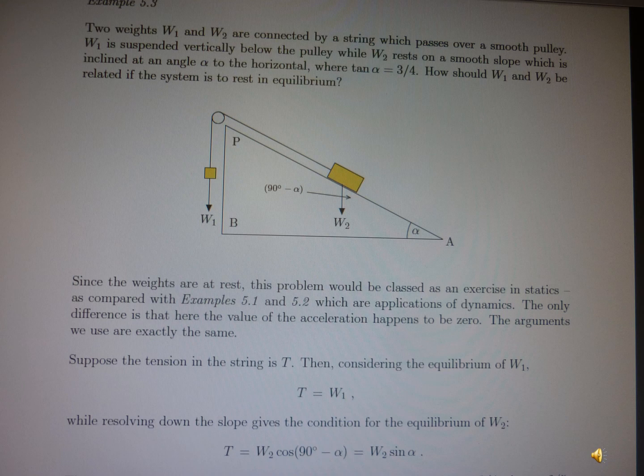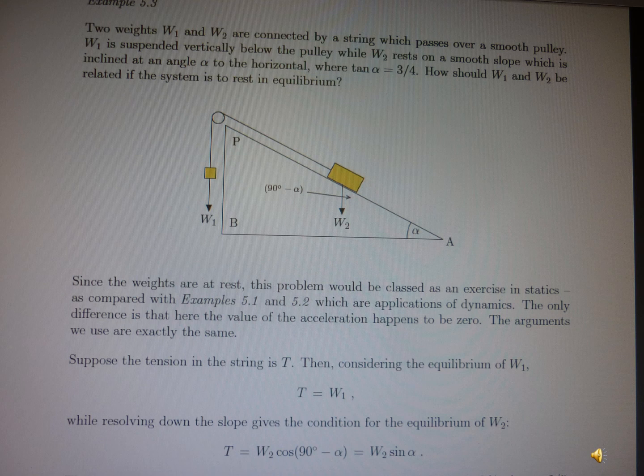Then we saw this problem, example 5.3. The two weights W1 and W2 are connected by fine strings which pass over a smooth pulley. W1 is suspended vertically below the pulley, while W2 rests on a smooth slope which is inclined at the angle alpha to the horizontal, where tangent alpha is 3/4. How should W1 and W2 be related if the system is to rest in equilibrium? In this problem, you can see that W2 rests on the inclined plane and W1 is vertically suspended. So the angle will be alpha.